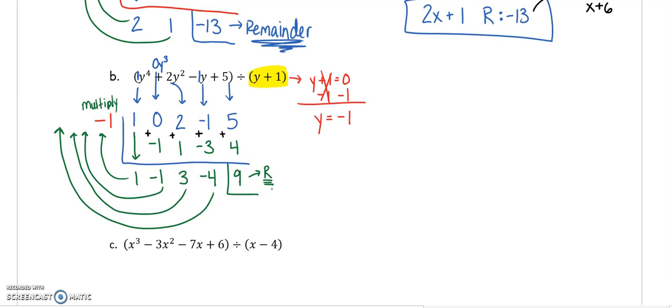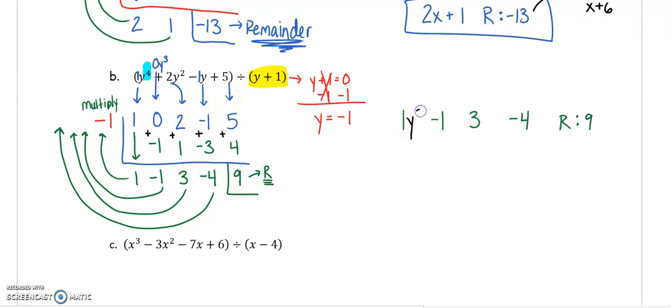Okay, so to write my answer, I'm going to use these numbers, 1, -1, 3, -4, with a remainder of 9. And now I just have to figure out my variables. Remember what I mentioned last time. Take a look at the leading exponent. Alright, y to the 4th. I'm dividing, so I'm going to go one smaller than that, which would be y to the 3rd.